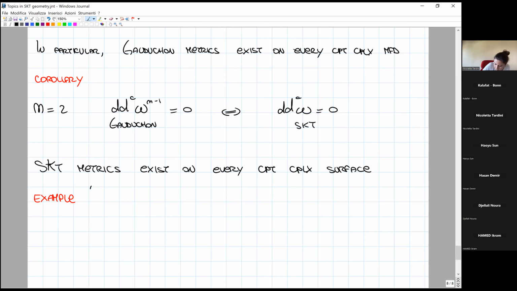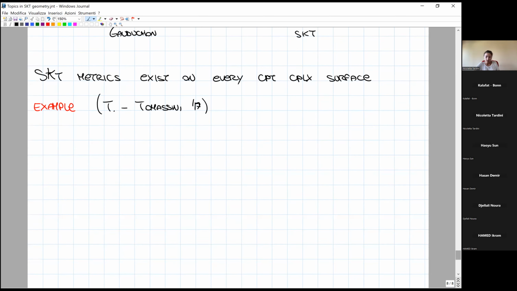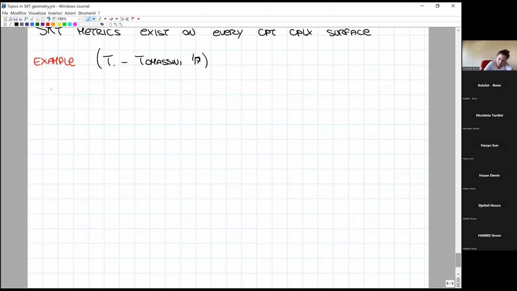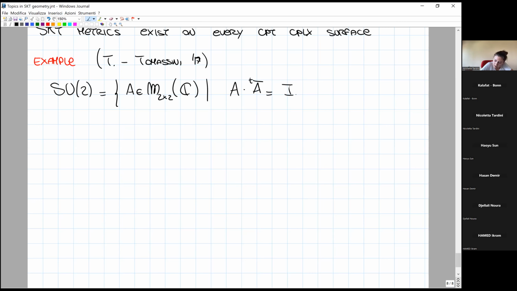And the construction I'm going to present is a construction that I did with Adriano Tomassini in 2017. Okay, so consider the special unitary group SU(2) given by 2 by 2 matrices with complex entries such that A times the transpose conjugate is equal to the identity, right? And also I want the special group, so the determinant of the matrix has to be 1.